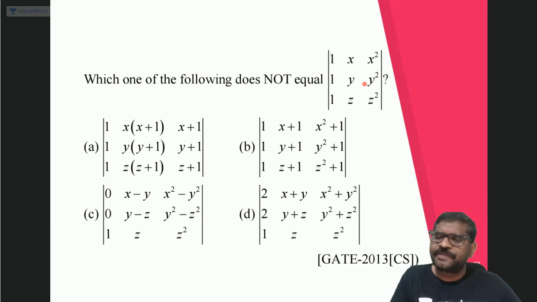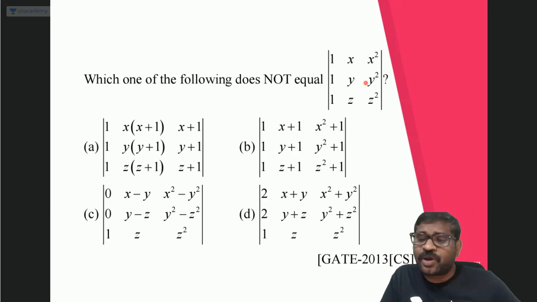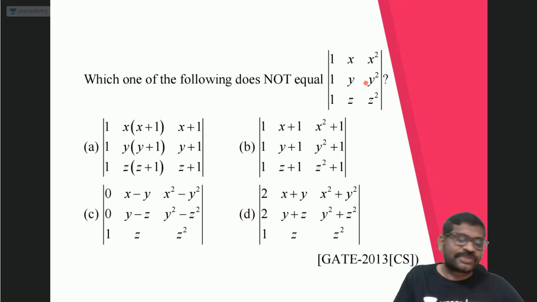Observe here. It is a problem designed on properties of determinants. Which one of the following does not equal the determinant 1 1 1, x y z, x square y square z square? I am just going to use the properties. Let us take the first option.